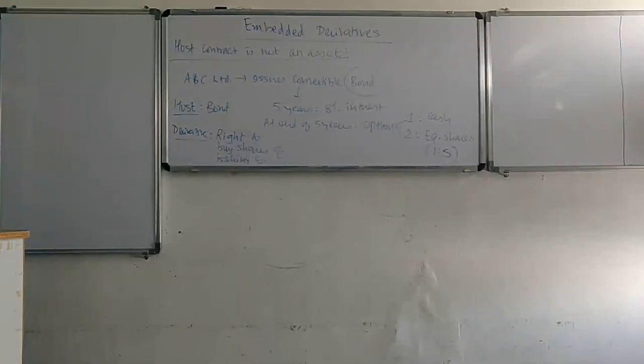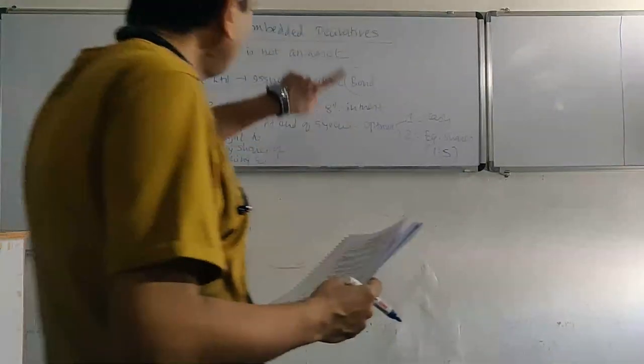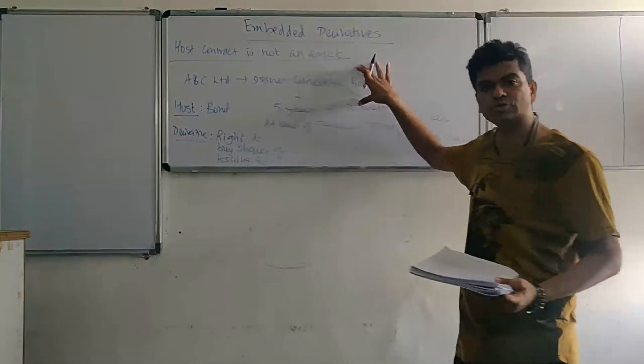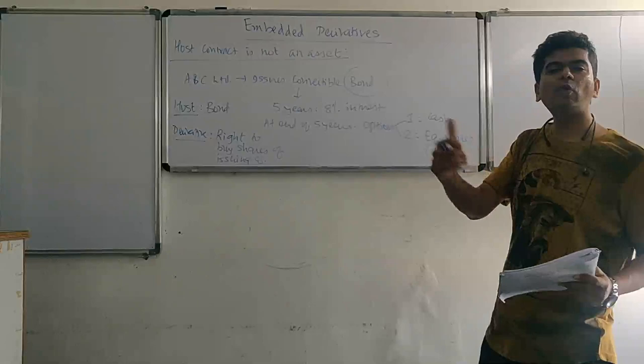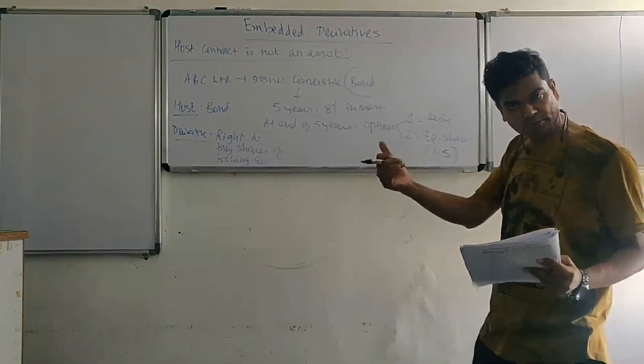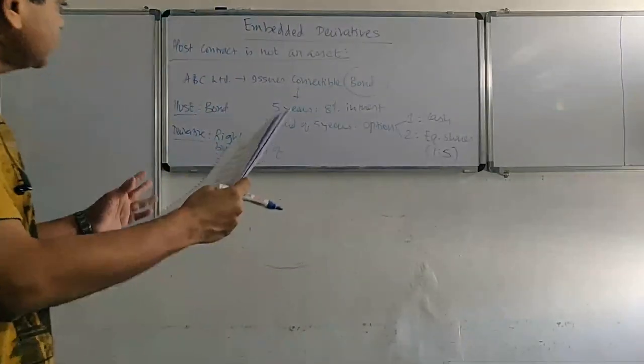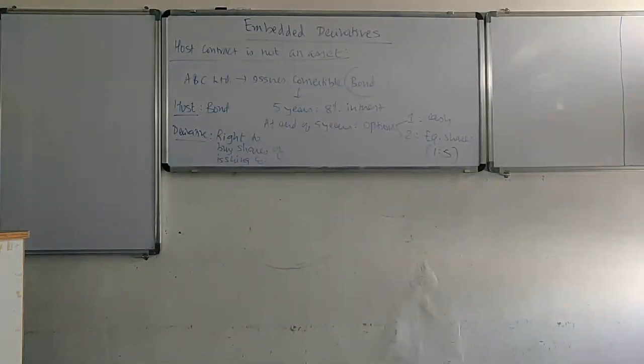The host contract is a non-derivative contract, which is the bond, and the derivative is the right of buying shares of the issuing company. The entire convertible bond we will understand as a hybrid instrument. Earlier we were even calling this a compound financial instrument, but in this context we are saying it's a hybrid instrument. Here is an embedded derivative. This right of buying shares is part and parcel of the convertible bond.